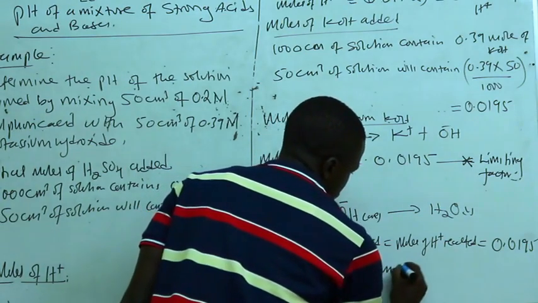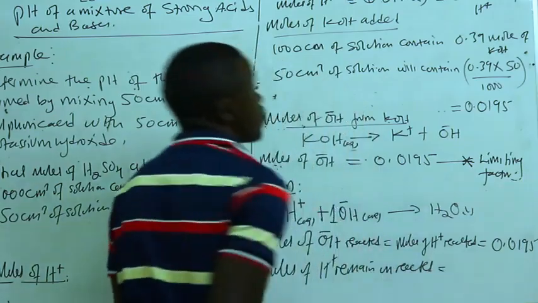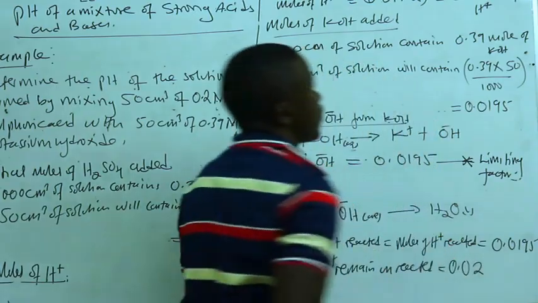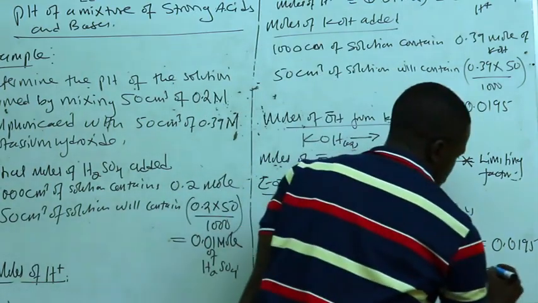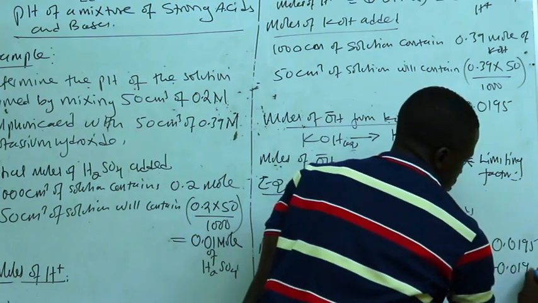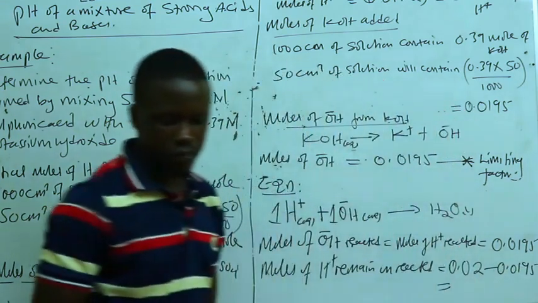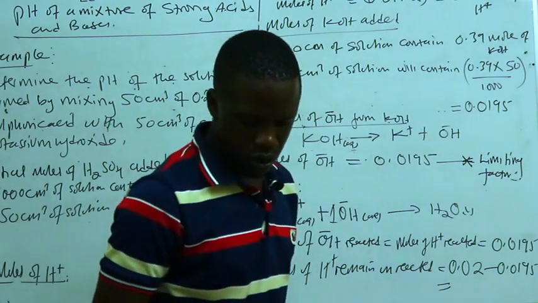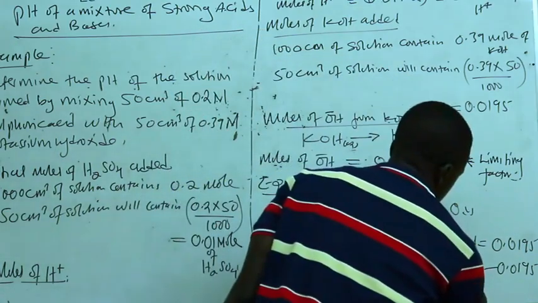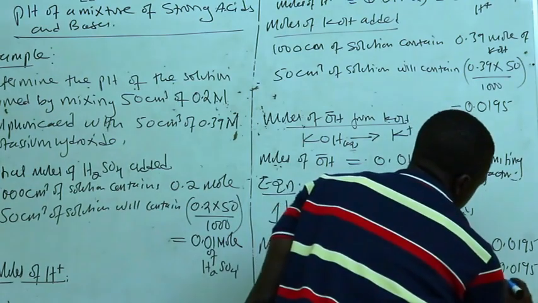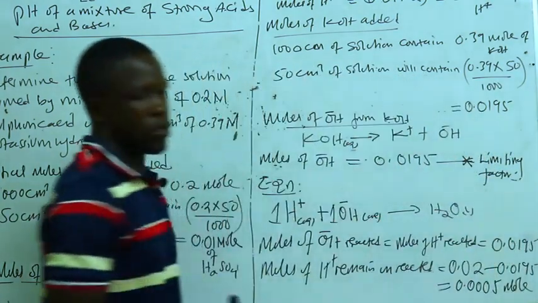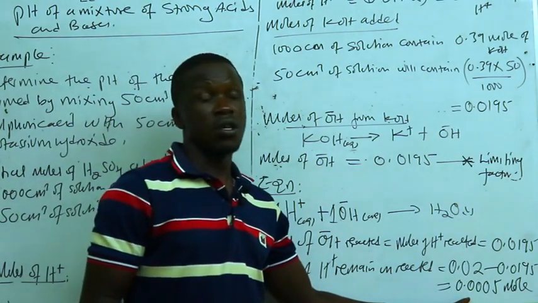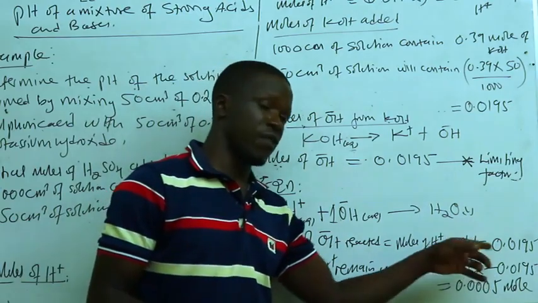And that now takes us to the moles of hydrogen ions that remain unreacted. It would be the original 0.02 that we have, subtract the one that reacted. And that would give us 0.0005 mole. So the hydrogen ion amount that remains in solution unreacted is 0.0005 moles.